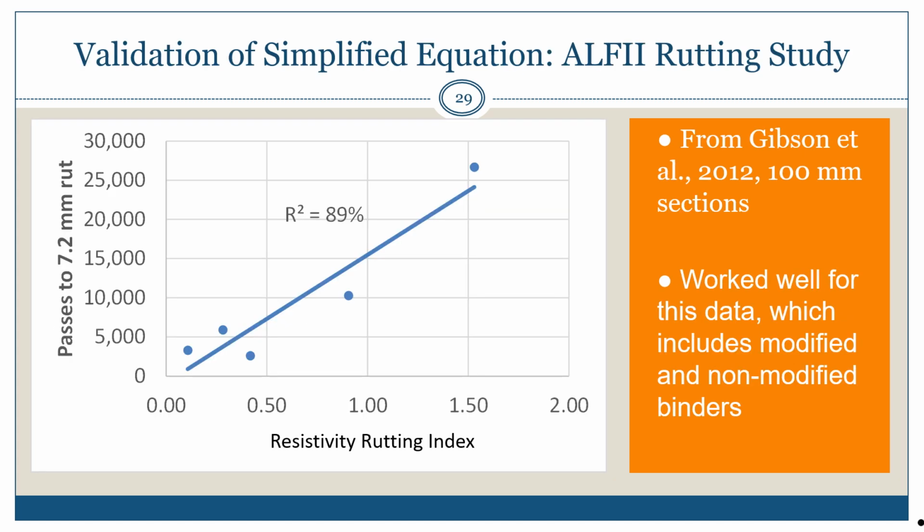I wanted to validate the simplified model I showed a few minutes ago to make sure that version of the resistivity rutting model was in fact reasonably accurate. I did that by looking at the ALF2 rutting study and predicting the number of passes to a 7.2 millimeter rut depth and comparing that to the resistivity rutting index. You can see it worked pretty well with an R-squared value of 89%. So it appears that, yes, that simplified model is in fact pretty accurate.